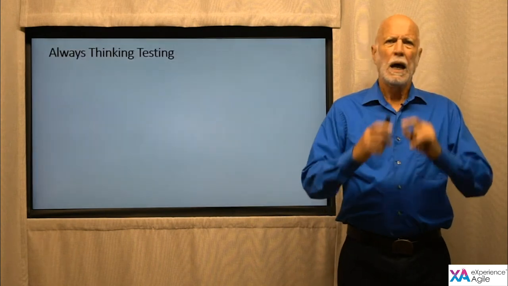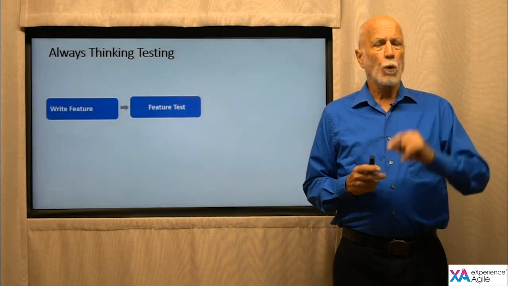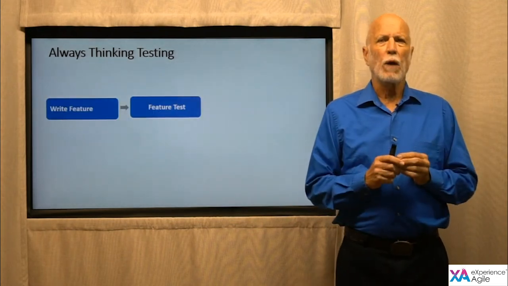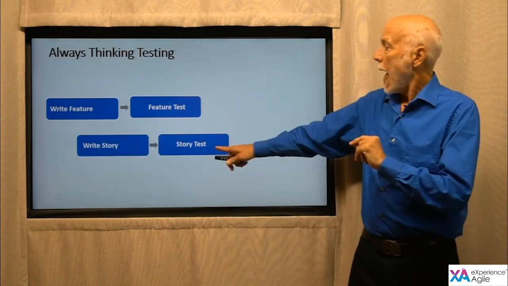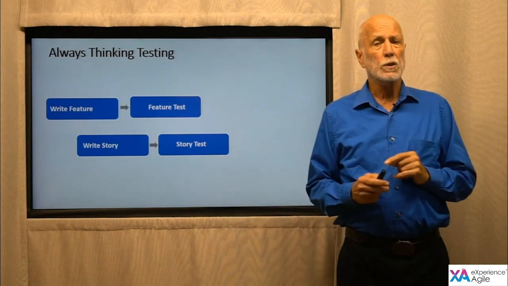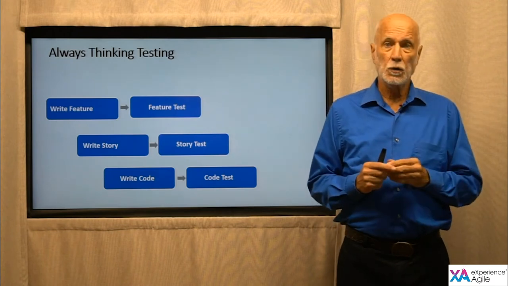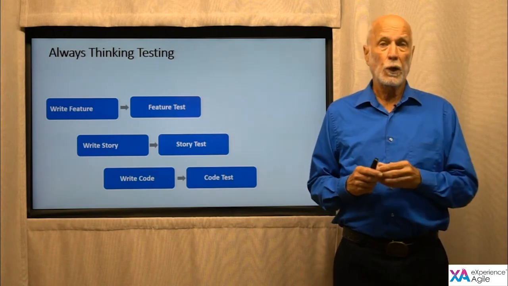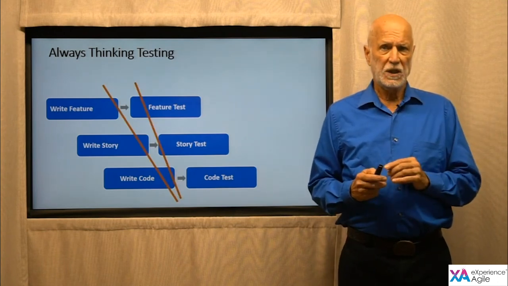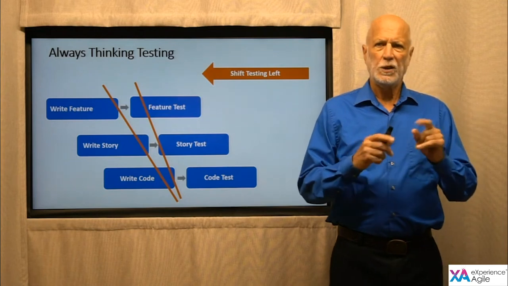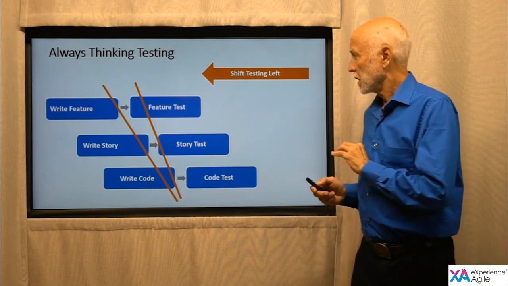So, what do we want to do? Always thinking testing. We're going to write a feature, and as we're writing a feature, we're going to write a feature test. We're going to write a story, and as we write the story, we'll write the story test. And definitely, as we write the code, we'll write the code test. In fact, we'll write the test before we write the code. And now, what have we done? We've shifted left. And we've shifted our testing left, thinking about testing at each phase here.